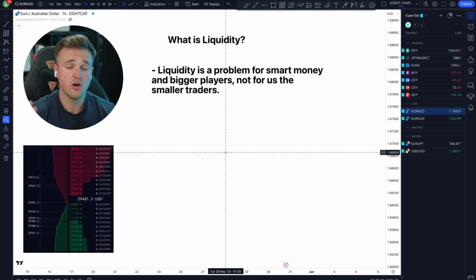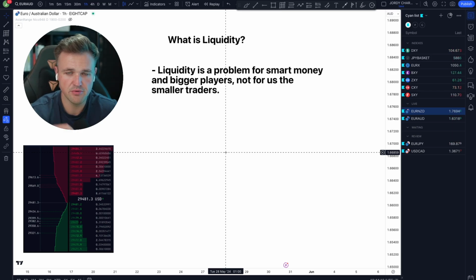As you can already tell, liquidity is a problem for smart money and bigger players, not for us smaller traders, because our small moves are not going to matter that much. Most of the time you're trading with prop firms or probably just demo, and your move won't matter that much. But for the bigger players, this is going to be an issue. If they really want to make a large order placement in the market, they'll need to take out some orders.